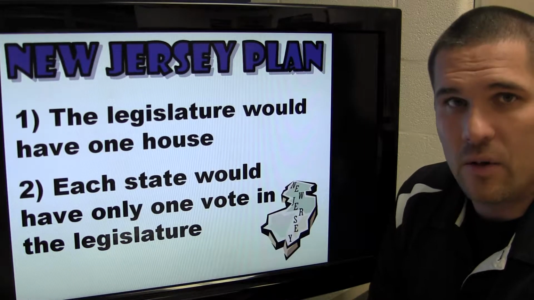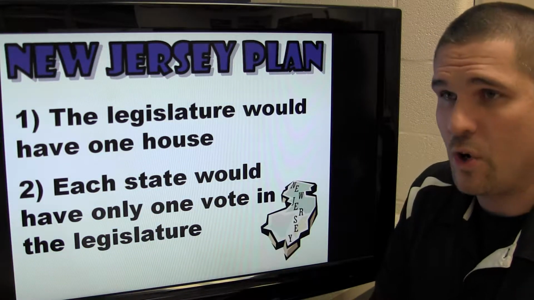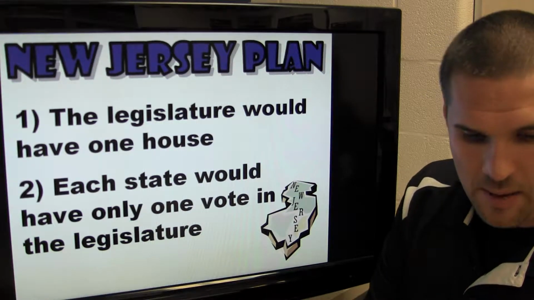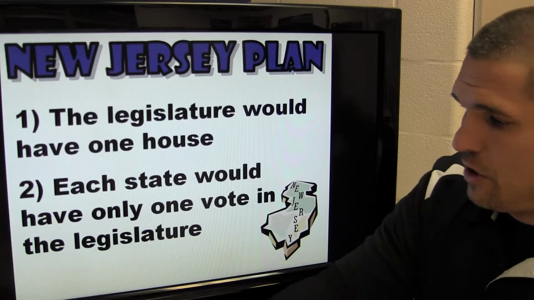So now we have a battle. Do we have representatives based on population, or should it be equal? And how can we get the two sides to come together? I mean, right here at this point, delegates were about ready to walk out on the convention.